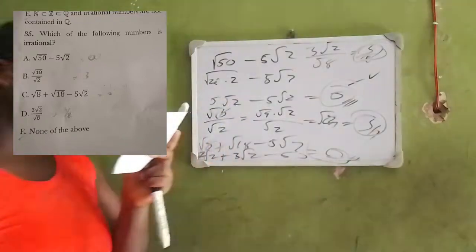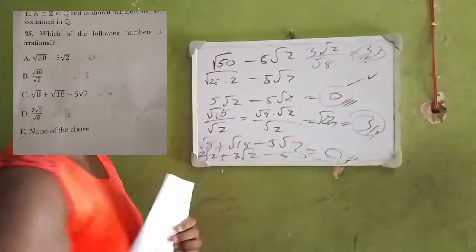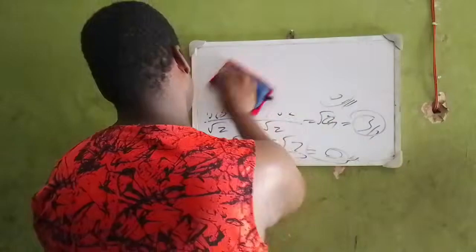So that is all. They are all rational numbers. So the correct answer is E, which is none of the above. That is, all numbers here are rational numbers, so none of them are irrational numbers. So question 35 is E, none of the above.